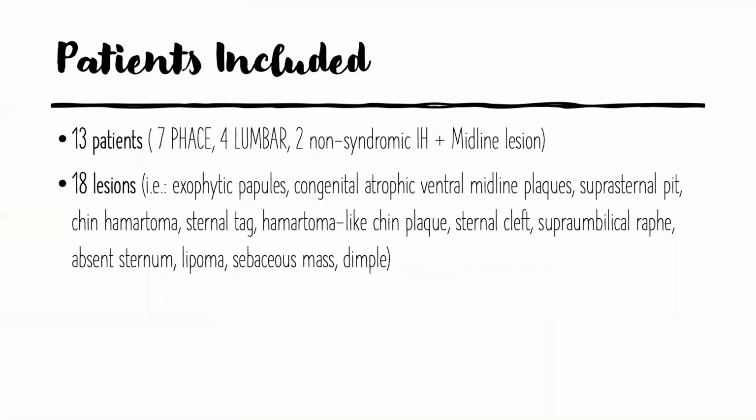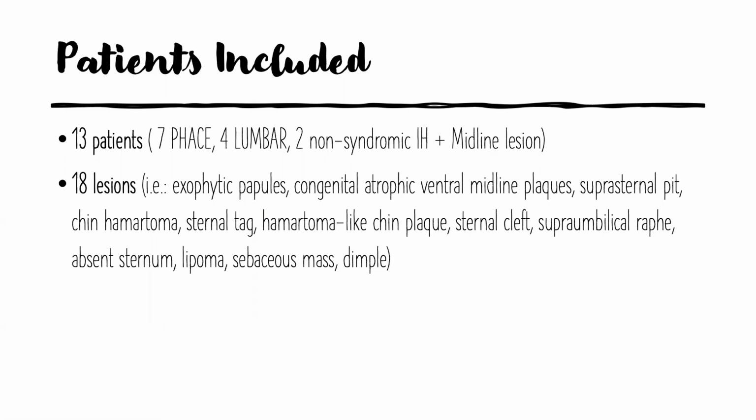Patients were included in our study if they had an infantile hemangioma and a midline lesion. We looked at 18 midline lesions from 13 patients to look for similarities that might point to which cell types were involved in the formation of both midline lesions and infantile hemangiomas.